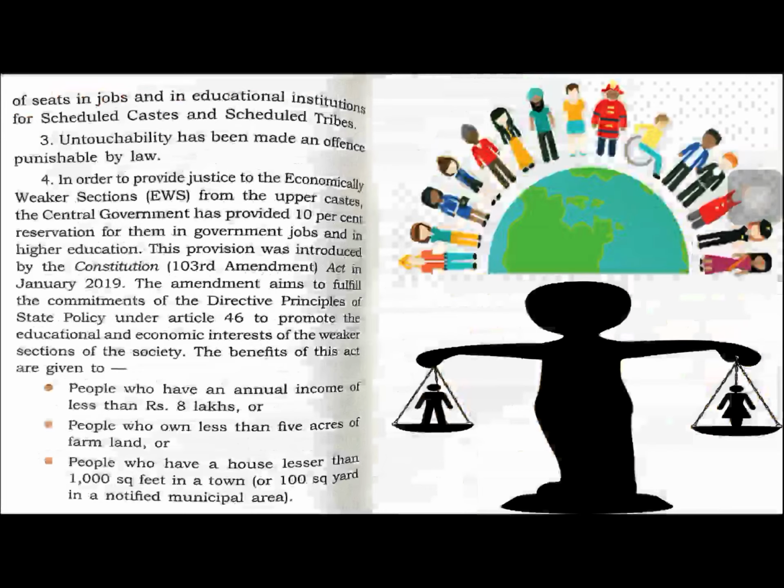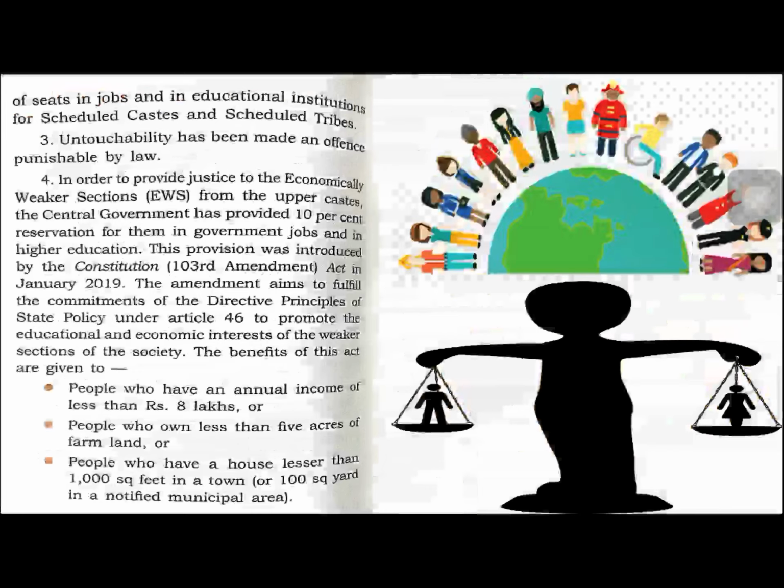The fourth one is a very recent addition. It says that it is the duty of the government to provide justice to the economically weaker sections, EWS as they are called. Earlier, you know that SC/ST were getting reservation in government jobs and higher education. This reservation was given under Article 46. In the directive principles, I told you Articles 36 to 51 are directive principles.